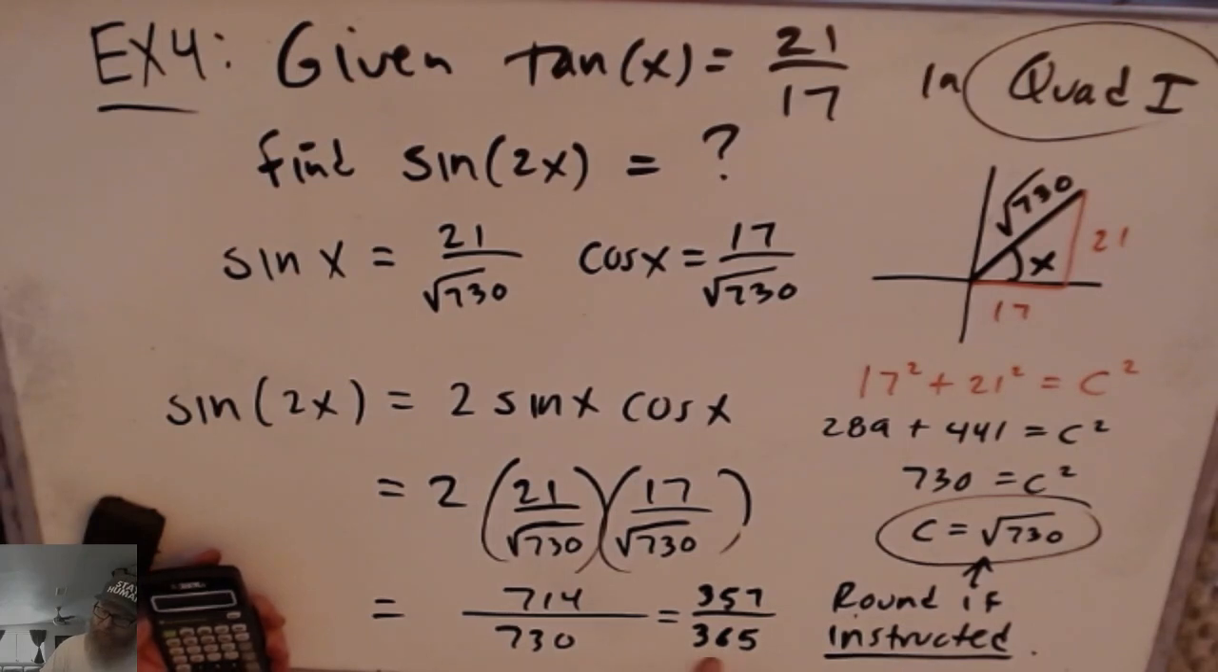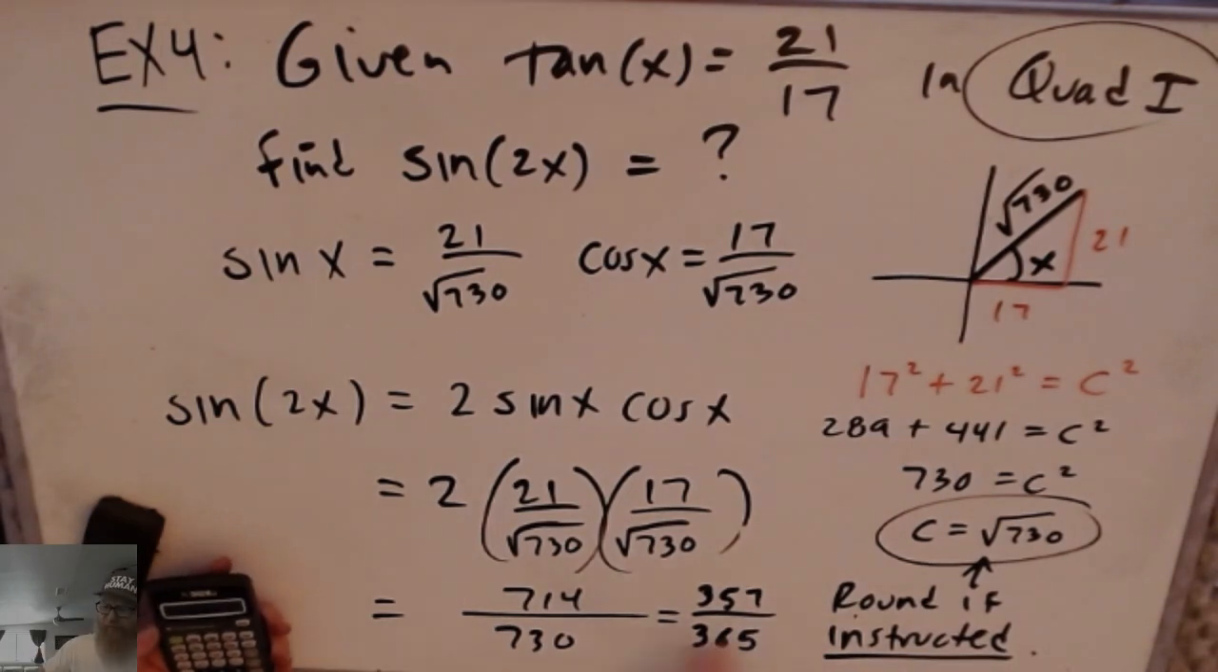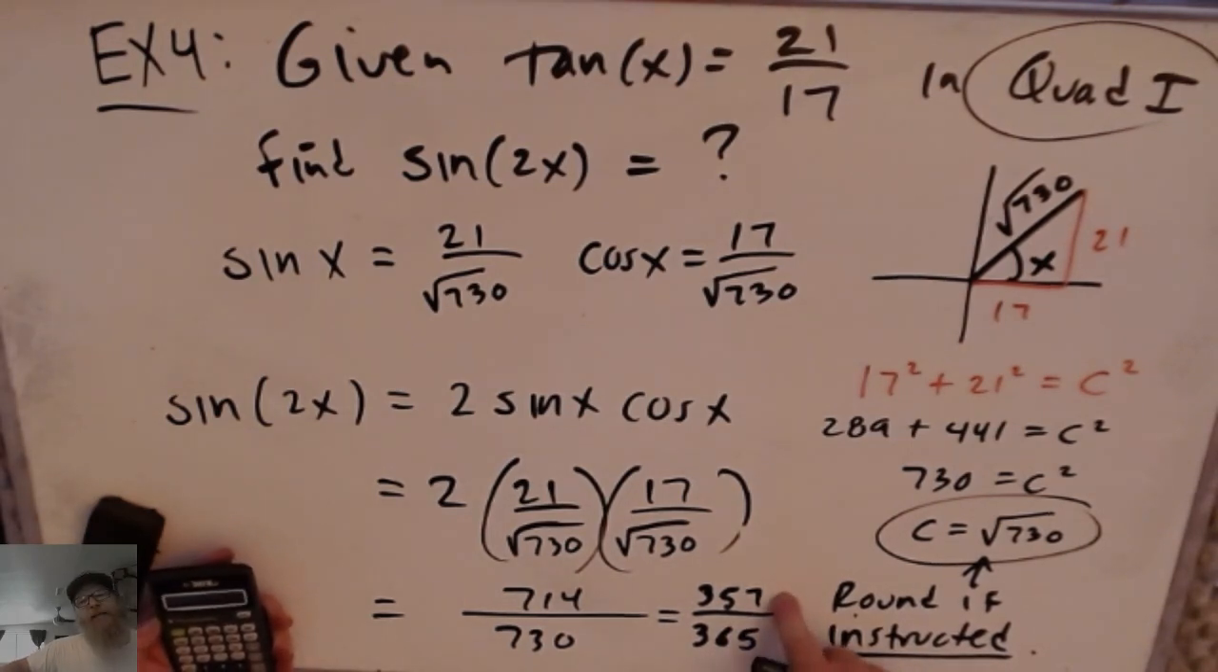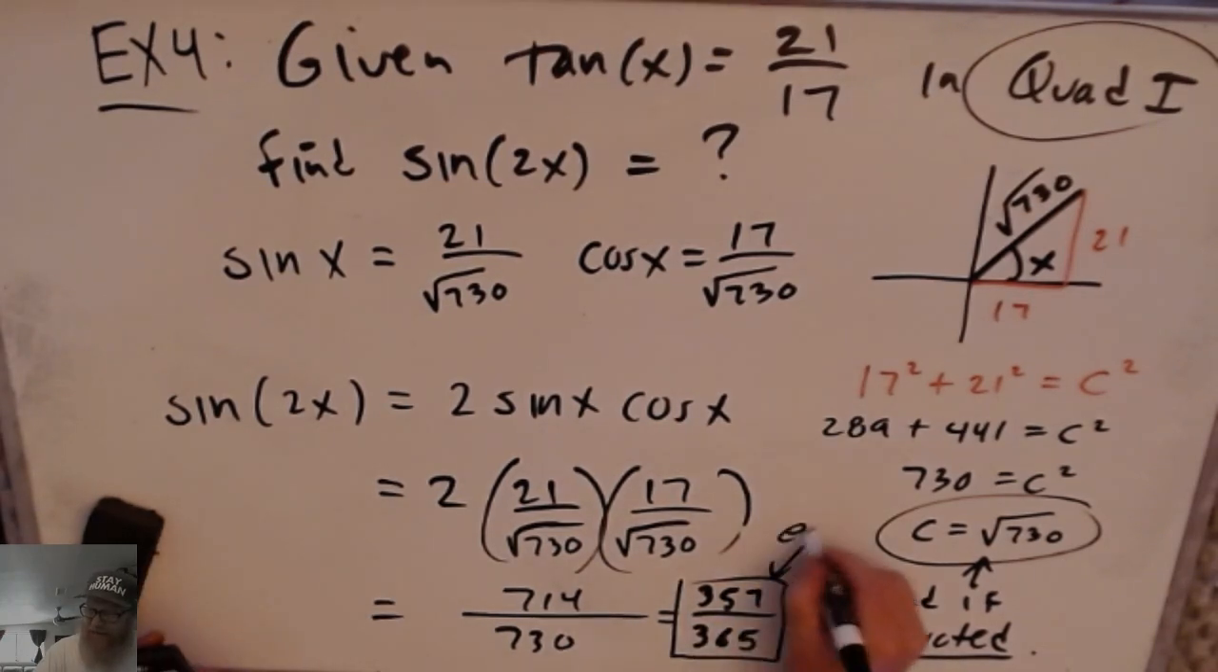Can I go any further? These might be divisible by 3. Let's try to divide that by 3. Nope. The denominator is divisible by 5. The numerator is divisible by 5 also, I think. Let's see. Oh, no, it's not. It ends in a 7. So we are done. This is the exact value.